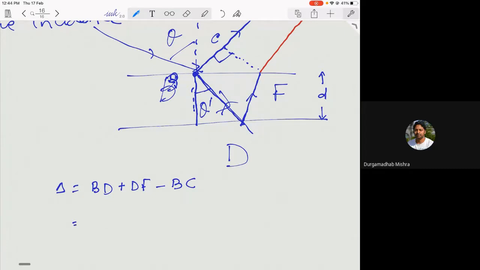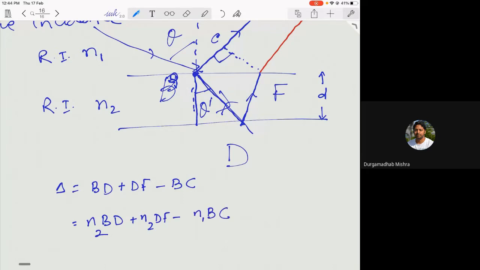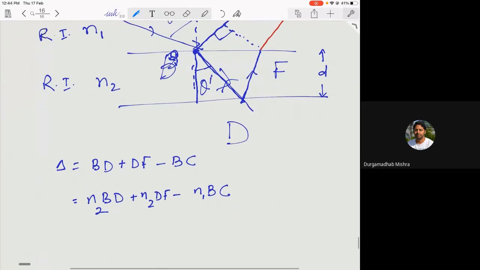So the optical path length you can write. So this is only the writing. We are writing the actual length, but it has to be the optical path length, so we should introduce the refractive index. So I say n into BD, or n2. If this is n2 refractive index, in that case I should write something like n2 times BD plus DF minus n1 times BC. Okay, so this is the actual path difference.